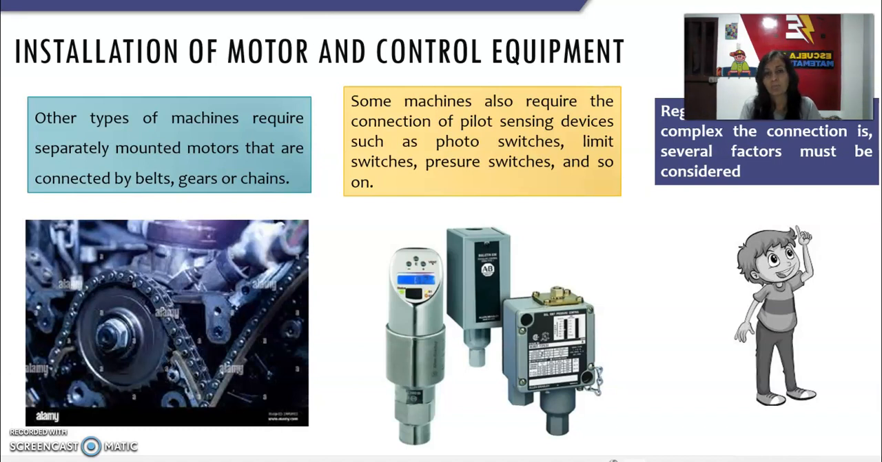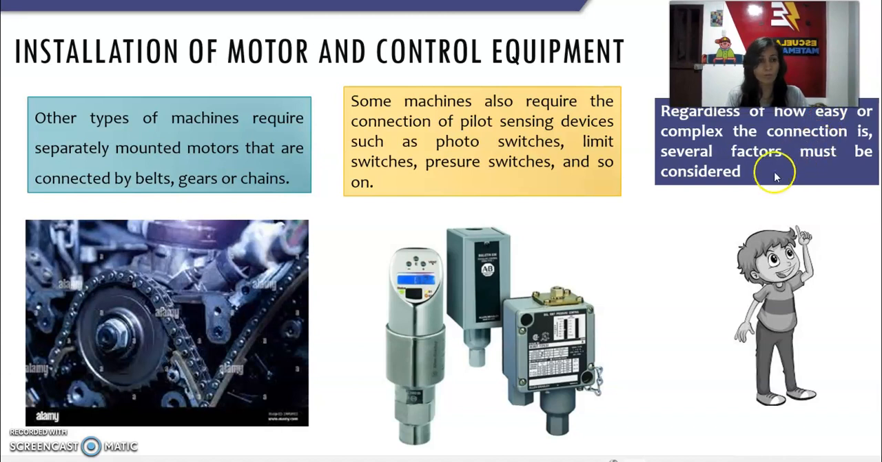Some machines also require the connection of pilot sensing devices such as photo switches, limit switches, pressure switches, and so on. So you have to analyze all the devices that your industrial process is going to need. Then, regardless of how easy or complex the connection is, several factors must be considered. What are these factors? Let's see.